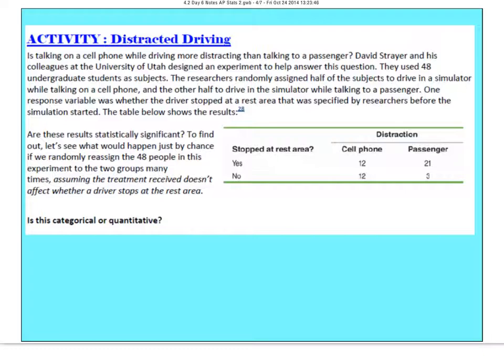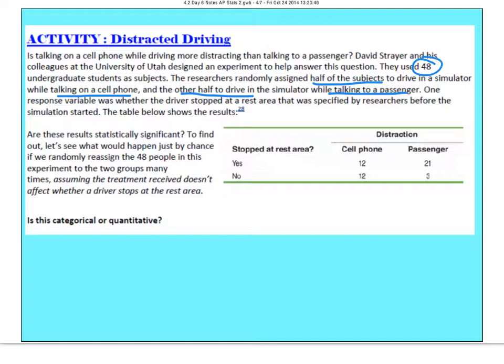David Strayer and his colleagues at the University of Utah wanted to see if talking on a cell phone while driving was more distracting than talking to a passenger while driving. So what they did is they used 48 undergrad students, and half of the students were in a simulator where they were talking on a cell phone. The other half were in a simulator where they were talking to a passenger.